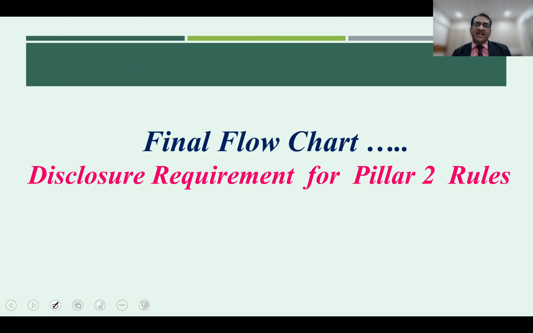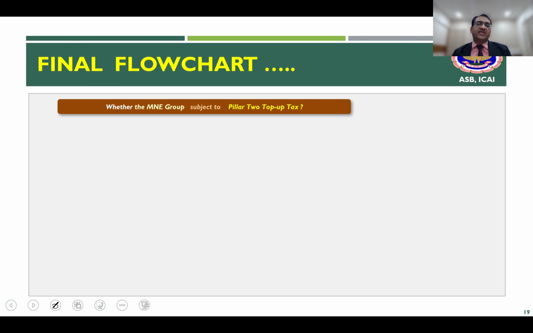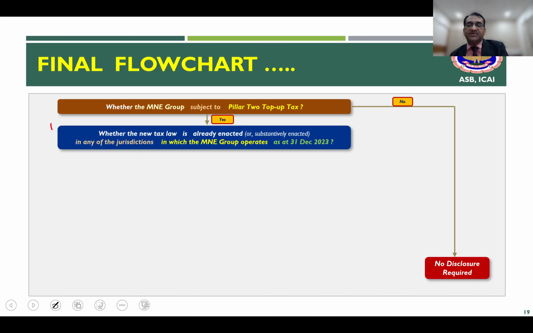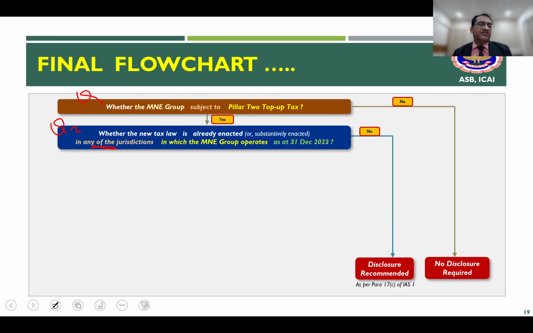Now, by way of the final flow chart, if you summarize all what we have discussed, look at it. So this is what you have to ask questions. Whether the M&E group is subject to Pillar 2 tax. If no, then certainly no disclosure requirements get triggered. But if yes, the next question is, okay, the second question is whether the new tax is already enacted or substantively enacted in any of the jurisdictions where the M&E group operates as of 31st of December 2023? Answer can be yes or no. If no, disclosure is recommended.